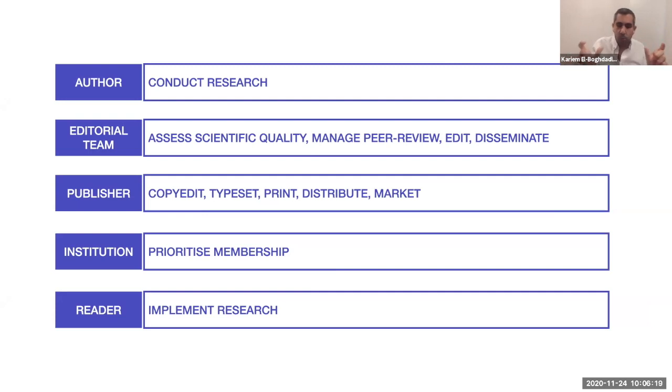And then, of course, there's the reader. Often people forget about this, but the reader is actually one of the most important participants in the whole process, because they're the ones that actually implement the research. They're the ones that actually matter. It's all well and good doing research, but as they say, the vast majority of research is read by the author and the editor and no one else. But what you really want is the participation of the reader.